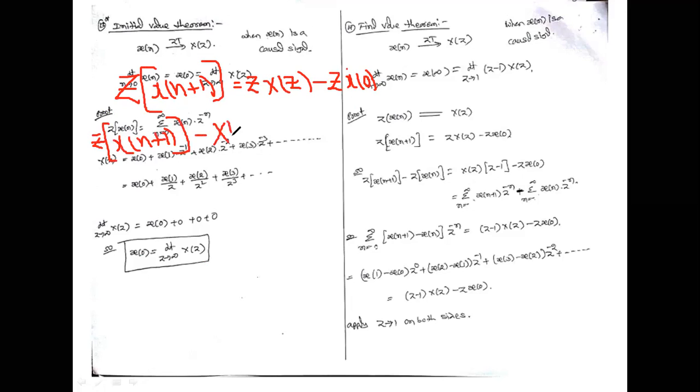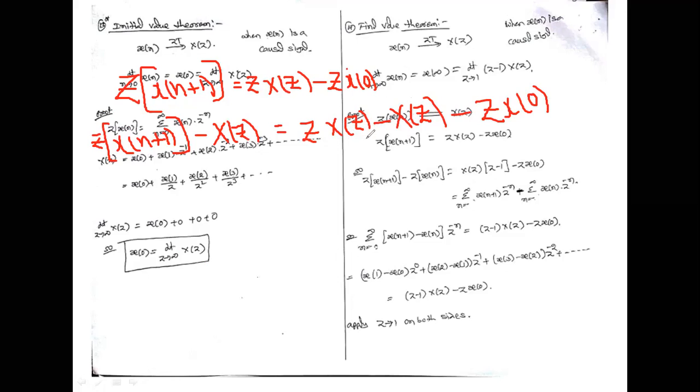minus X(z). I am subtracting on the left-hand side X(z), and z X(z) minus X(z) minus z x(0). Why is the statement saying that X(z) is multiplied with z minus 1? Because the z is already there, you can subtract the minus X(z). Taking X(z) as common, you get z minus 1.